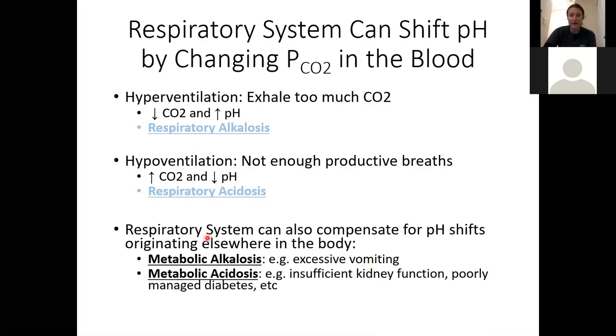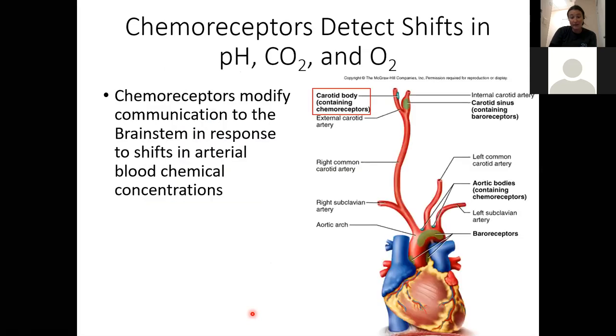The fact that the respiratory system can compensate for these issues originating somewhere else in the body means that there has to be some kind of detection mechanism, right? We have to know that the blood's pH is too high or too low. And so we actually utilize structures that we've talked about before in the cardiovascular system. We utilize chemoreceptors. Okay, and so these chemoreceptors are the same ones that we used to modify the heart rate, to modify the blood pressure. Chemoreceptors in the carotids, chemoreceptors in the aortic arch, right?